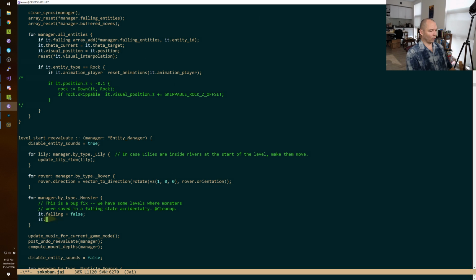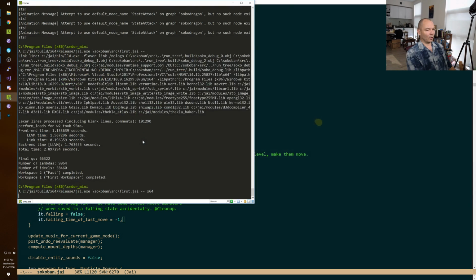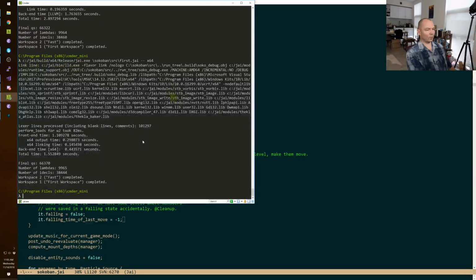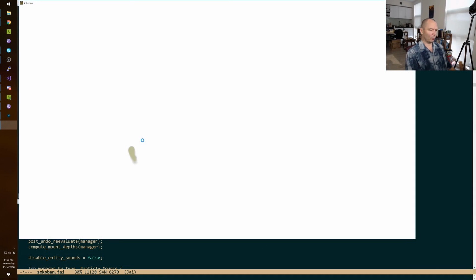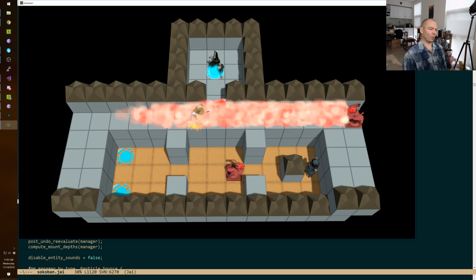It.following is false. It.following time of last move is minus one. So the problem is that the time of the next falling step is like 300 seconds in the future. So if we waited long enough, they would stop falling. And the fact that they were falling meant that we couldn't really pull them consistently. Although I don't know why we could pull them sometimes.